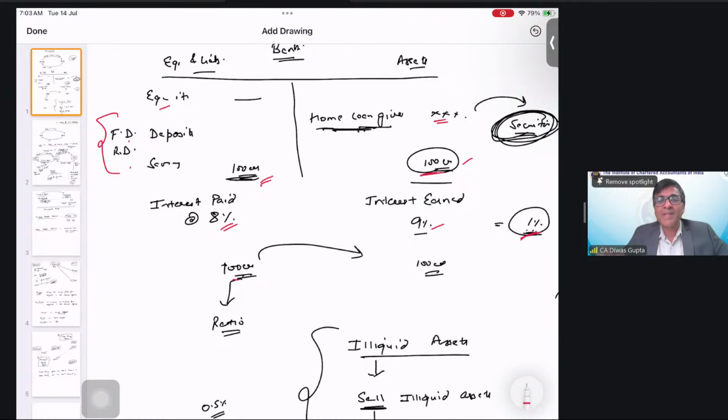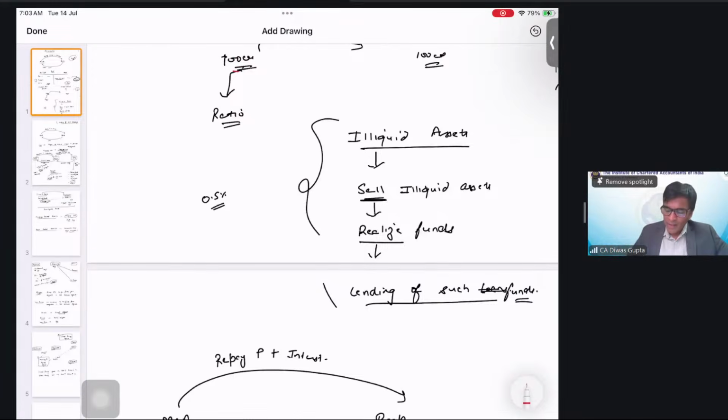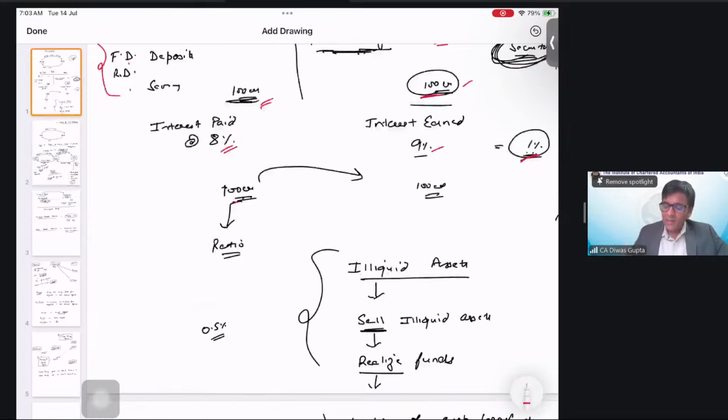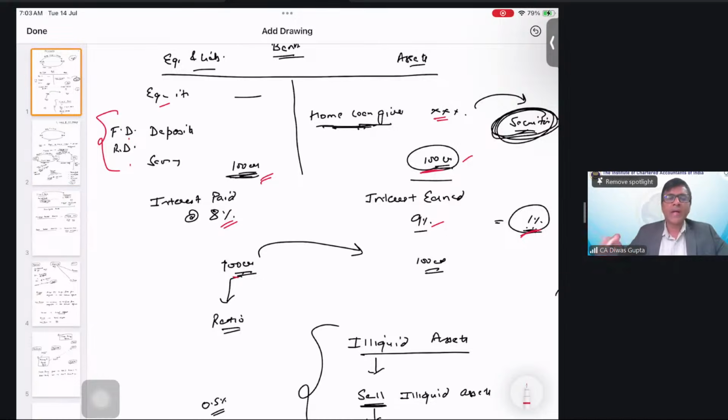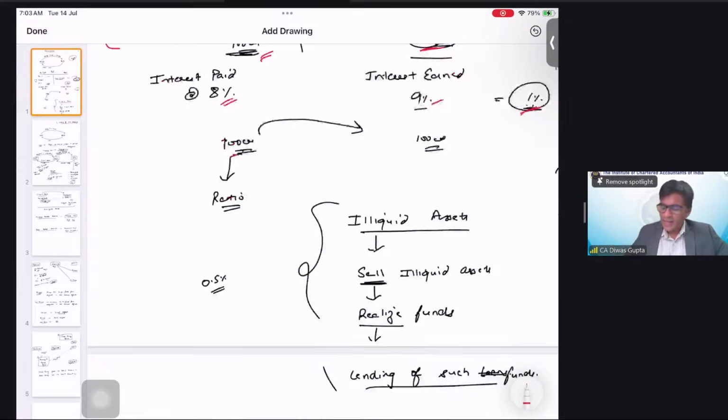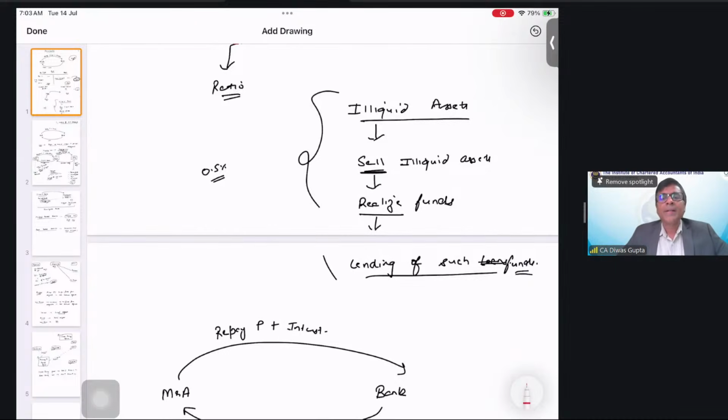But the bank is in the business of borrowing and lending funds, right? By doing so, the bank's earning potential is limited. Now here, what will the bank do? The bank will actually take this illiquid asset. Why are we calling this home loan an illiquid asset? Because the cycle of realization of this asset is long term in nature, which is 25 years. And hence, this is an illiquid asset.